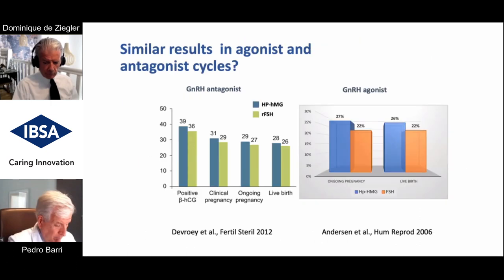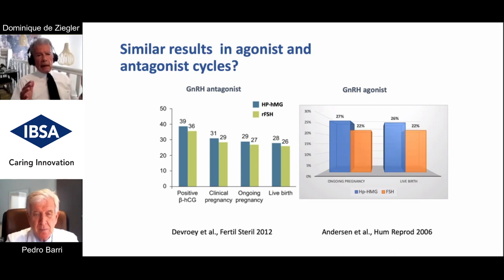And that actually works in the antagonist and in the agonist cycle. This is work by Paul Devroey for the antagonist. And you see that live birth rate in the hMG group is higher as compared to rec FSH. And the same is found by Dr. Anderson in the GnRH agonist, where you have a live birth rate which is higher in the hMG group as compared to FSH.